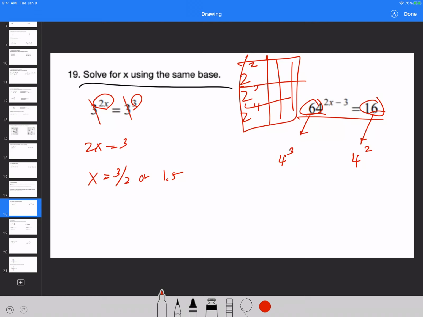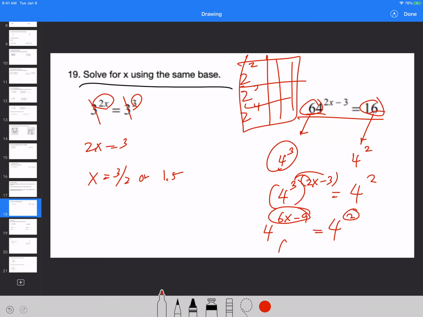So if I were to rewrite them as having the same base, this is 4 to the third power, raised to the power 2x minus 3. This is 4 squared. Make sure you distribute, so you get 4 to the power of 6x minus 9 equals 4 squared. The exponents are equal: 6x minus 9 is equal to 2. Add the 9 on both sides, I get 6x equal to 11, x equal to 11 over 6.